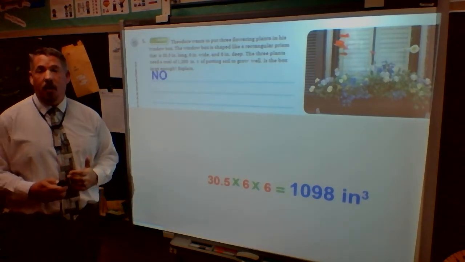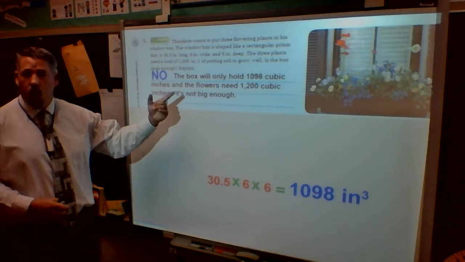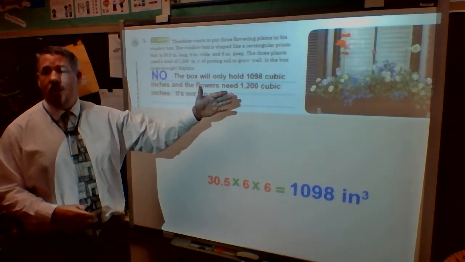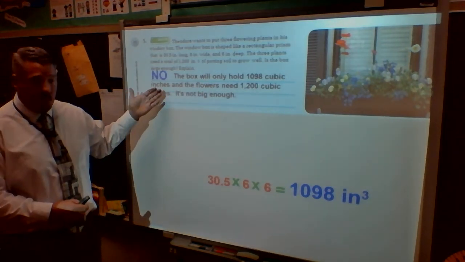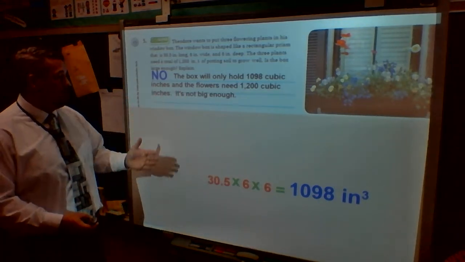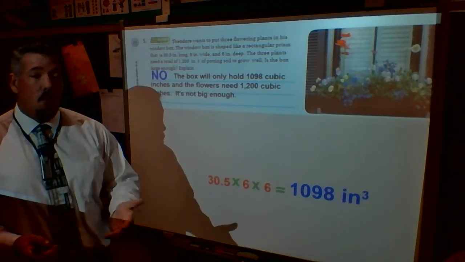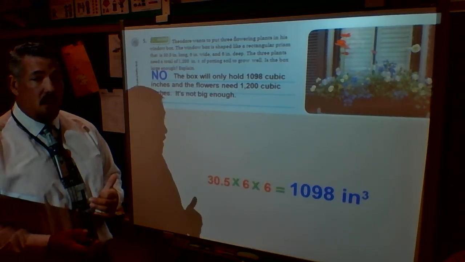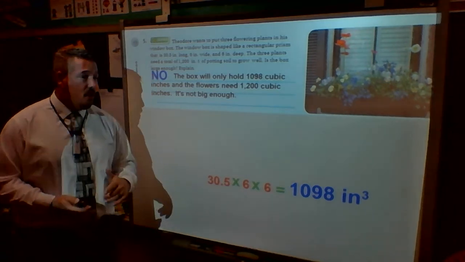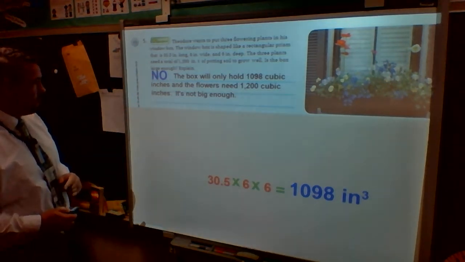Now I have to explain. I have to use my words. The box will only hold 1,098 cubic inches, and the flowers need 1,200 cubic inches. It's not big enough. It's a very basic answer, but it provides me with all the information that I need. So please pause the video and write down the rest of that answer before you go on.